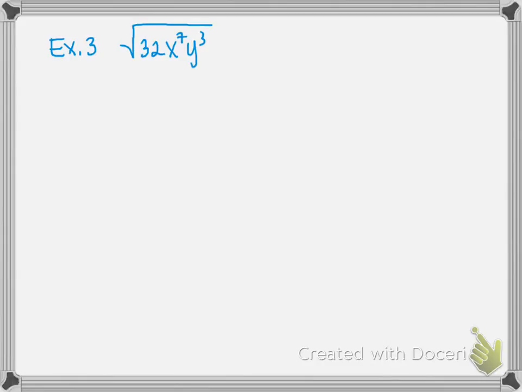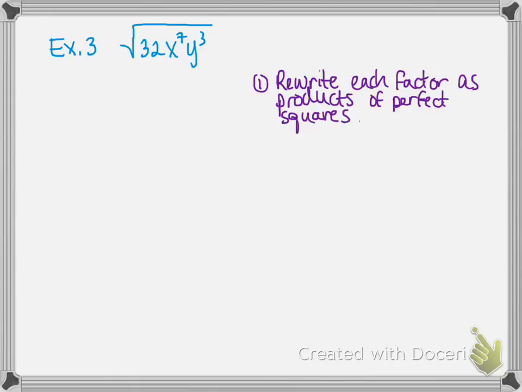Okay, one more example, because not everything is a perfect cube or a perfect fourth power or perfect fifth power. We might have some terms left over, like we've seen in simplifying radicals. So we've got the square root of 32x to the 7th y cubed. Our index is 2, so we're going to rewrite each factor here as products of perfect squares. If our index is 3, we would rewrite each factor as products of perfect cubes. If our index were 4, we would rewrite each factor as products of perfect fourth powers, and so on.